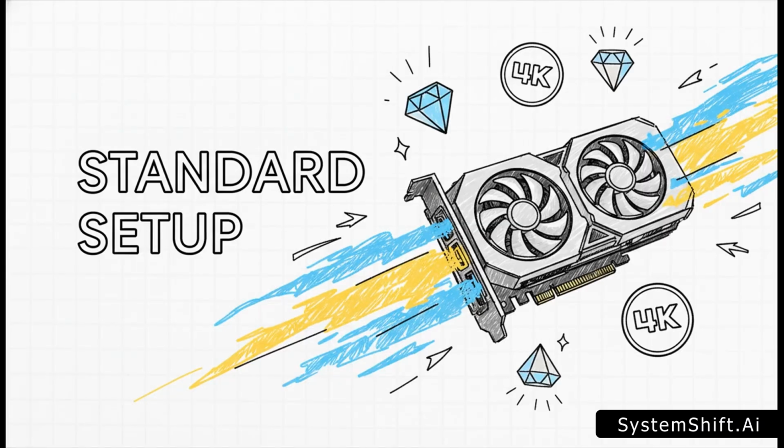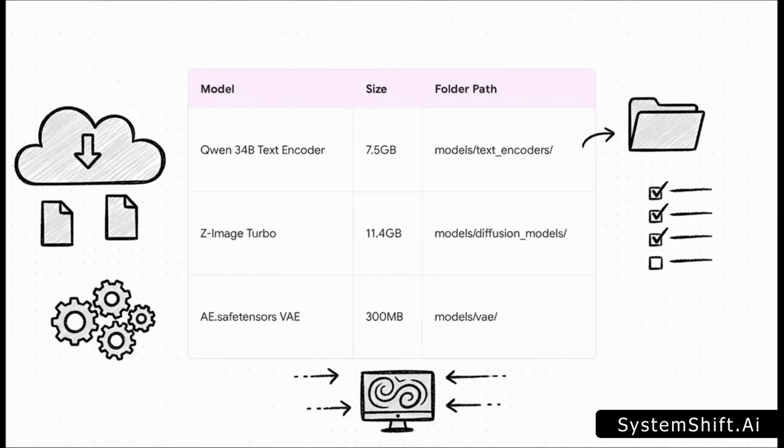Let's start with path 1, the standard setup. This is for all of you with the beefier graphics cards. This path uses the full uncompressed models, so you're going to get the absolute highest quality possible. So for this, you're going to need to download 3 main files. In total, it's about 19 gigs. This table lays it out perfectly for you. It shows you what each file is, and this is the important part, exactly which folder inside your ComfyUI directory you need to put it in. Just get these downloaded and dropped into the right spots, and you're almost done.